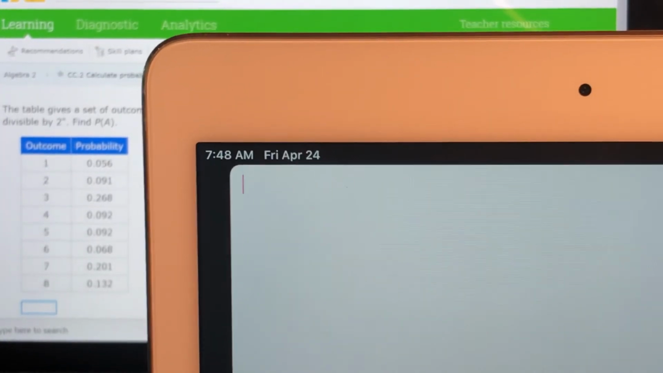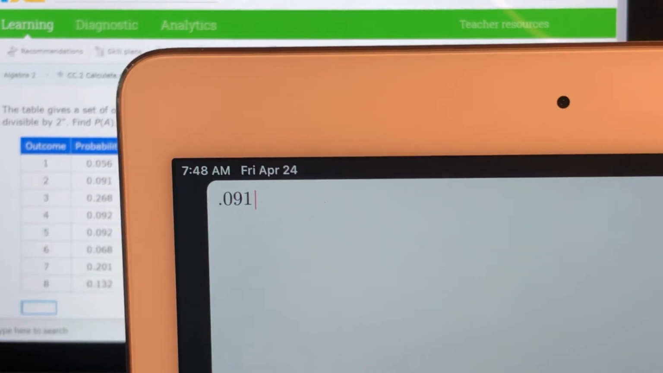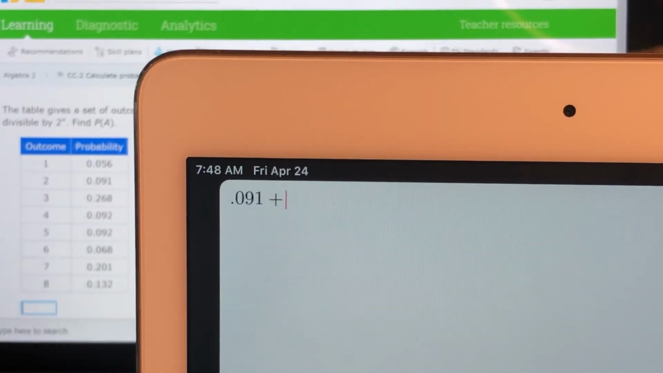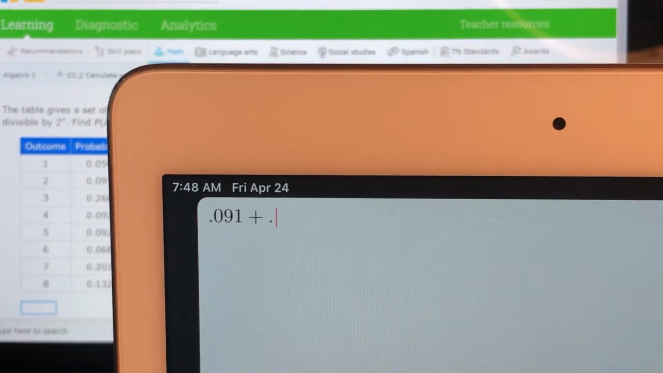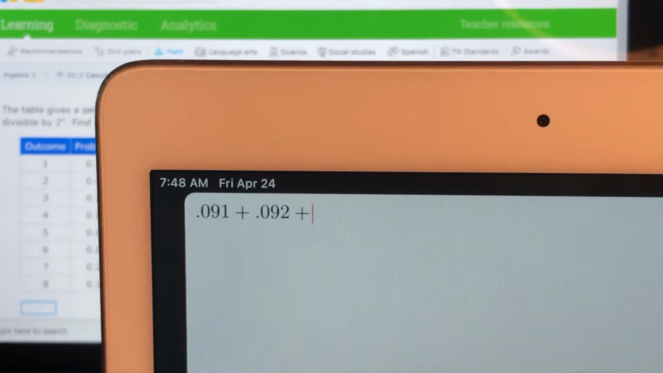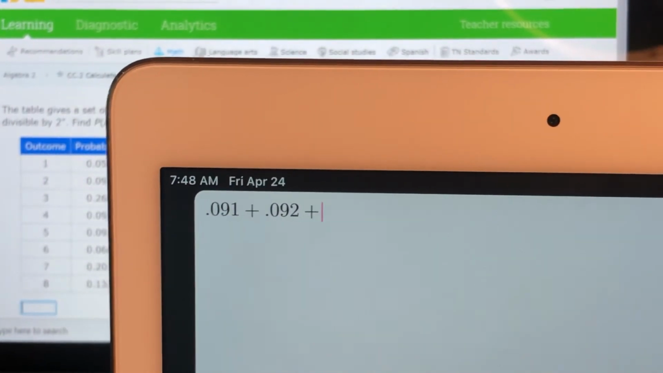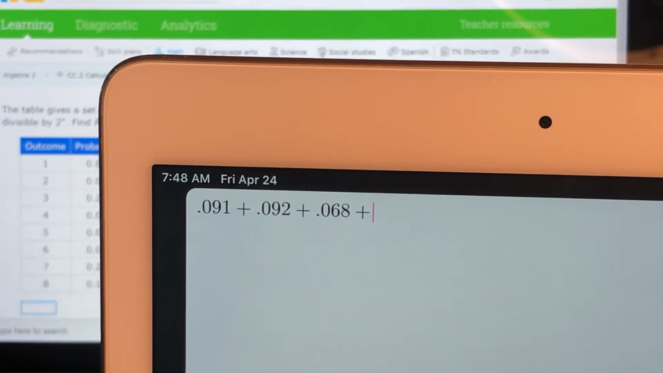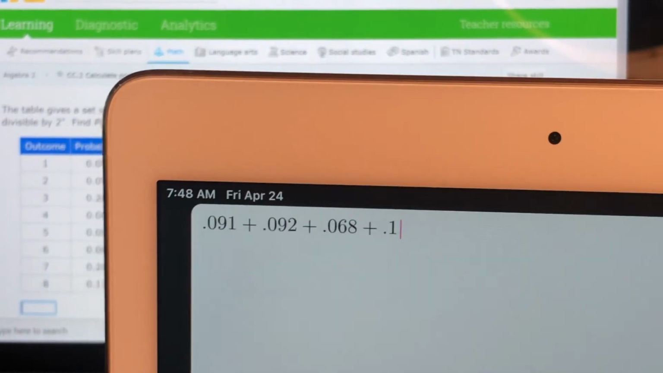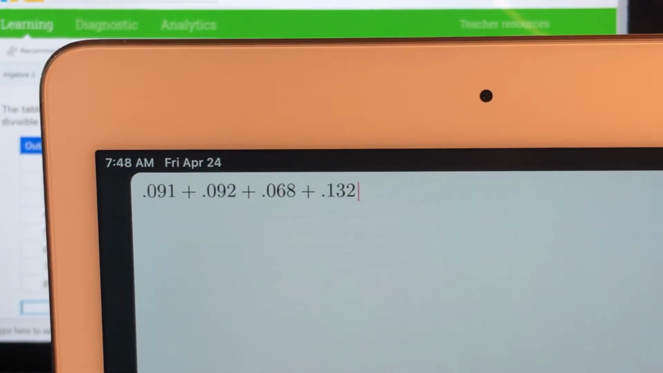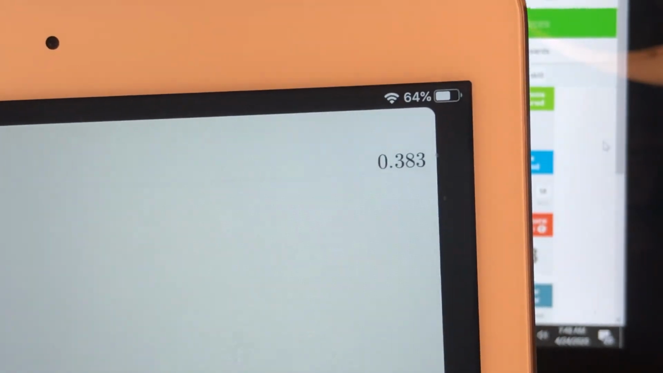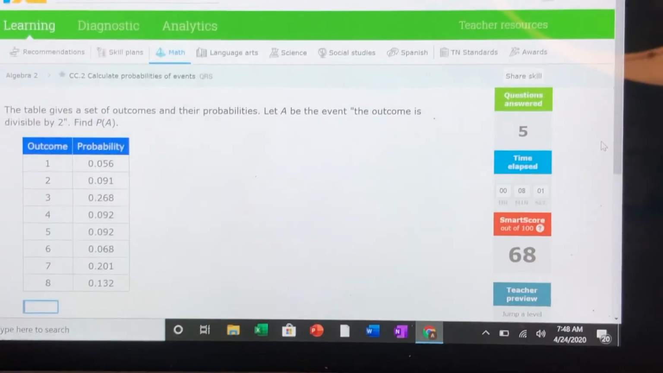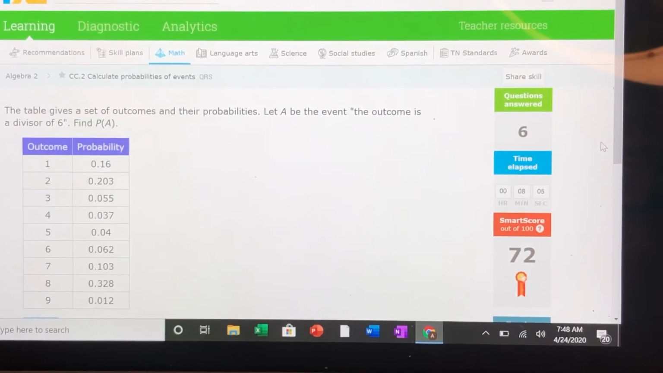2 has a probability of 0.091, plus 4 has a probability of 0.092. 6 has a probability of 0.068, and 8 has a probability of 0.132. There we go. So I'm just going to add all those up on my calculator, and it says the answer is 0.383, and that's it. Okay, so that's CC2. So I want you to give that one a try.